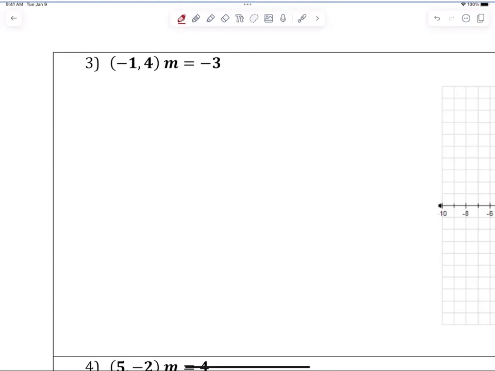Come on, get it right this time. Y minus 4 equals -3 parentheses x plus 1. Got it, right? All right, tomorrow we will finish this up. The first worksheet will be completed. Yes, 3/1. But you don't have to put it when you're writing the equation.